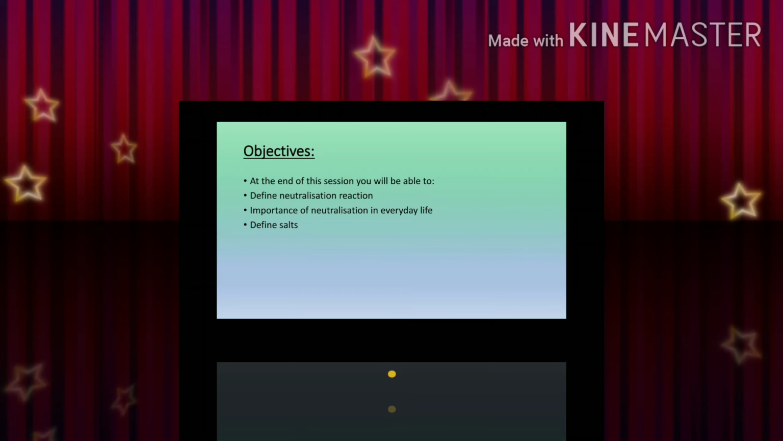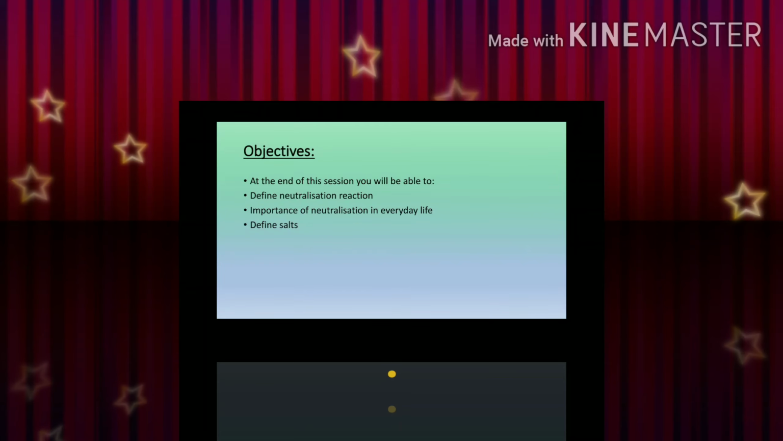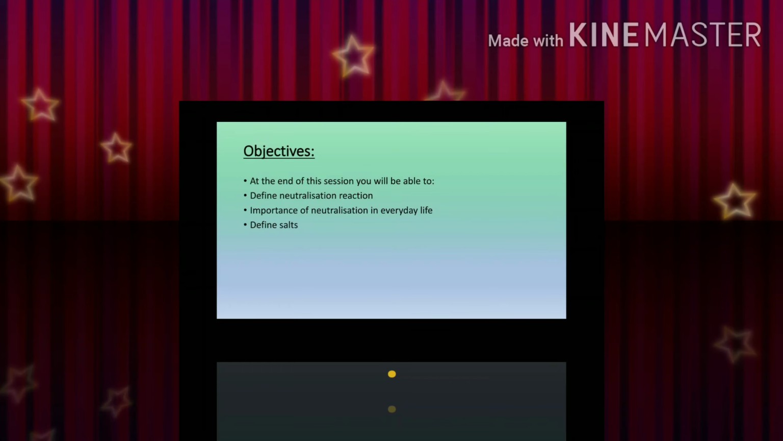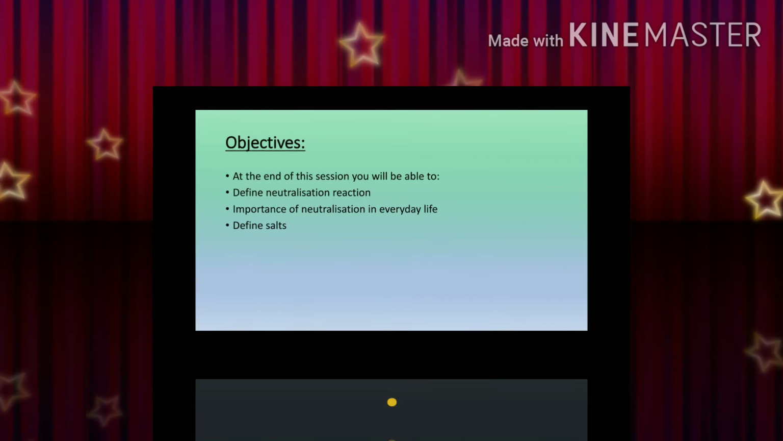Objectives. At the end of this session, you will be able to define neutralization reaction, know importance of neutralization in everyday life, and define salts.